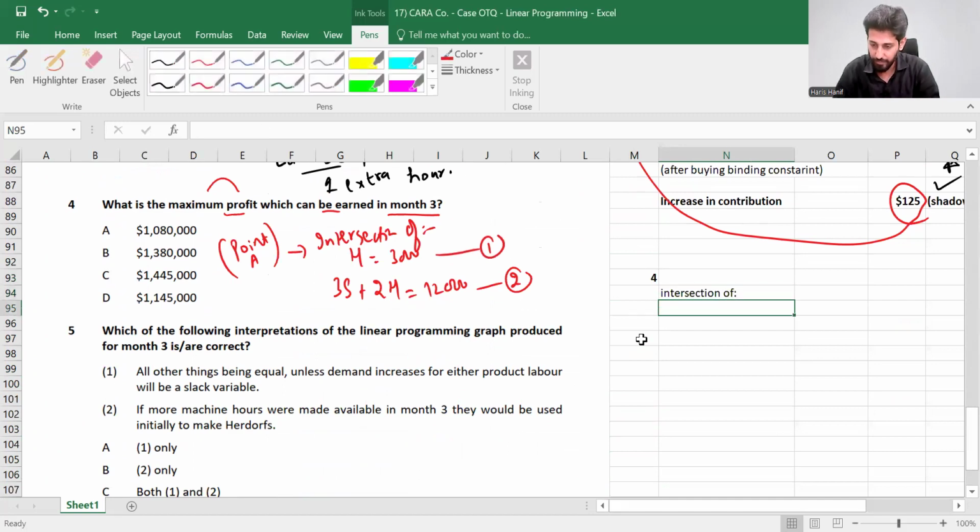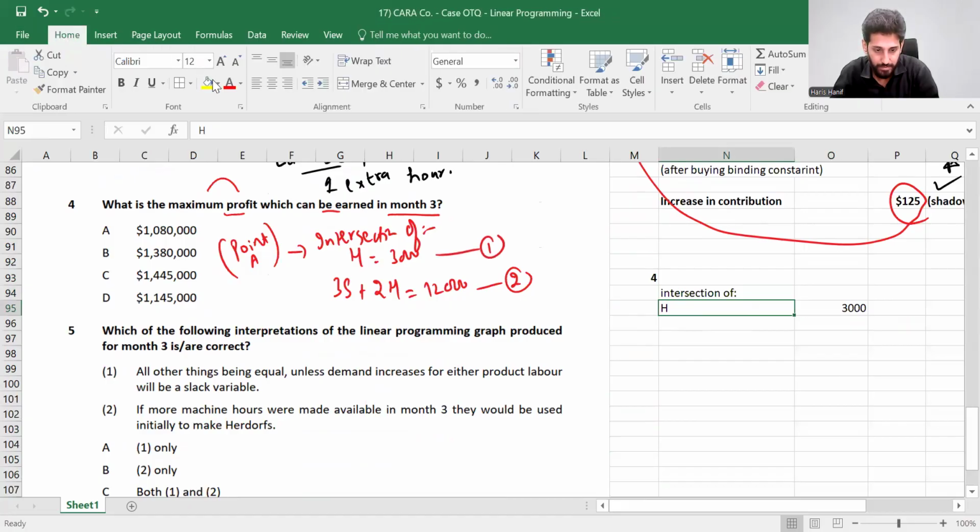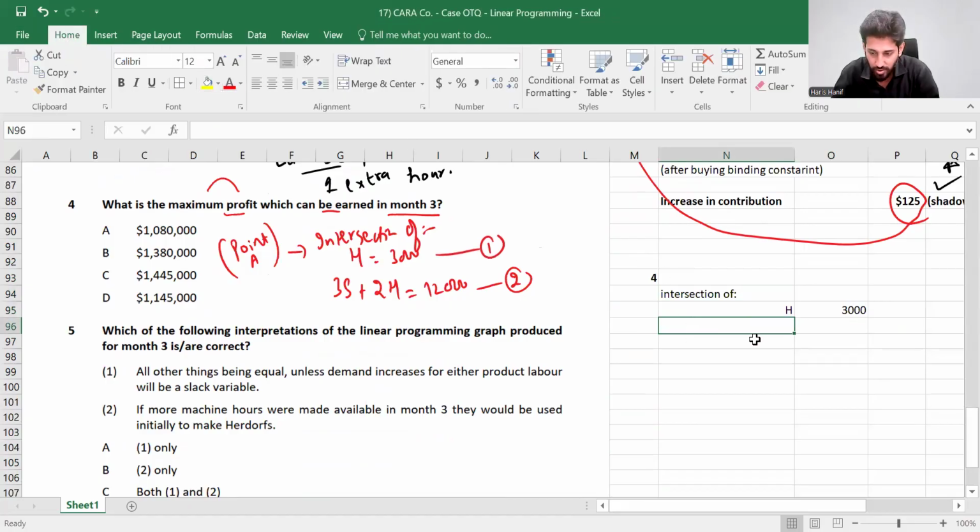This is the intersection of H = 3000. Just wait a minute, please. This is H is equal to 3000, and 3S plus 2H is equal to 12,000. Right? So this is the intersection of number 1 and number 2 equation.